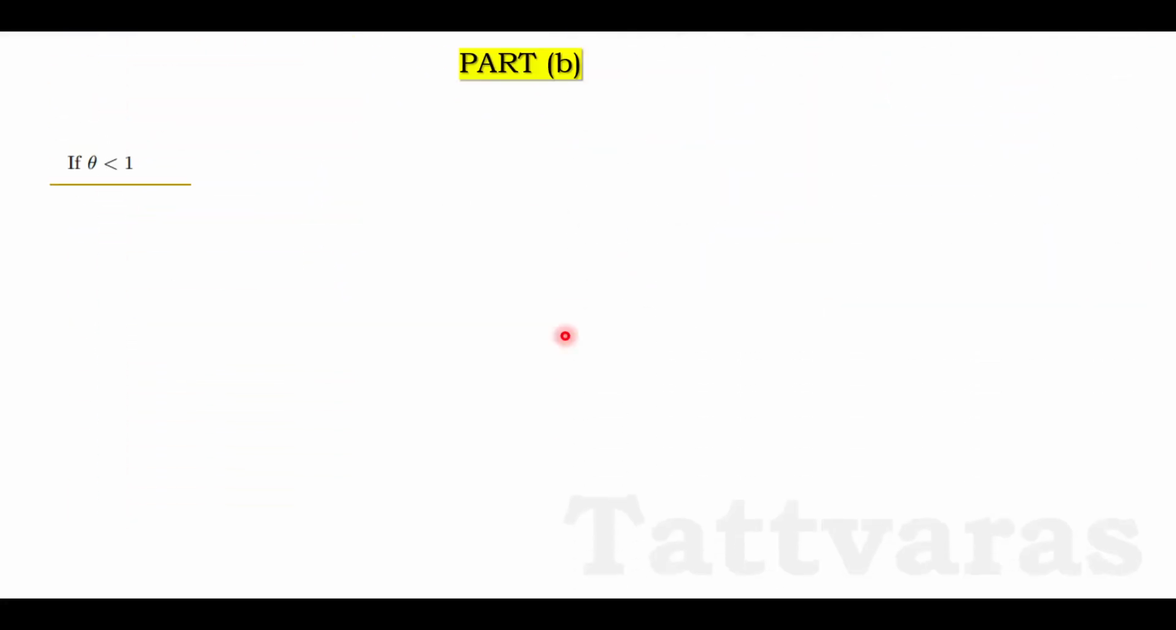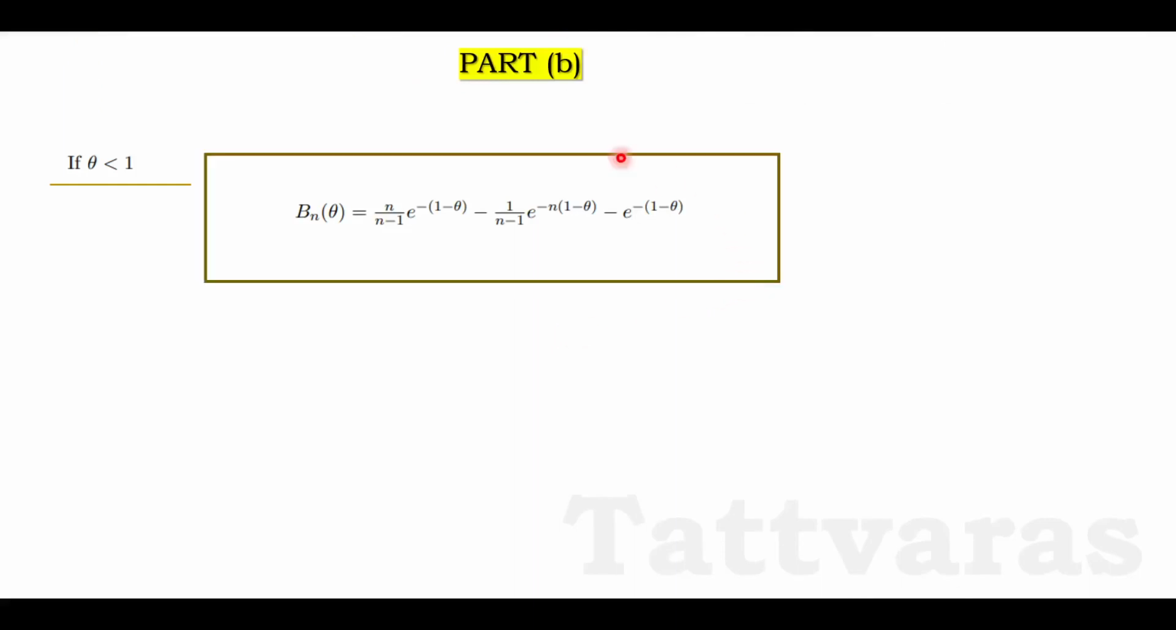In part B, we know that this is the bias, okay? So if n tends to infinity, then what is this? n by n minus 1 definitely tends to 1. And this whole thing will tend to e to the power minus 1 minus theta, which is same as this third term. So these two will cancel out. And what about this? So this is what we will elaborate a bit.